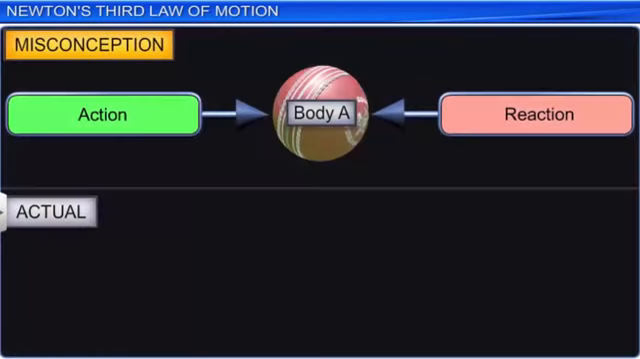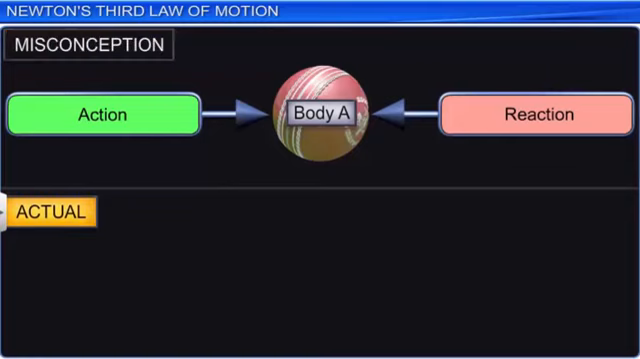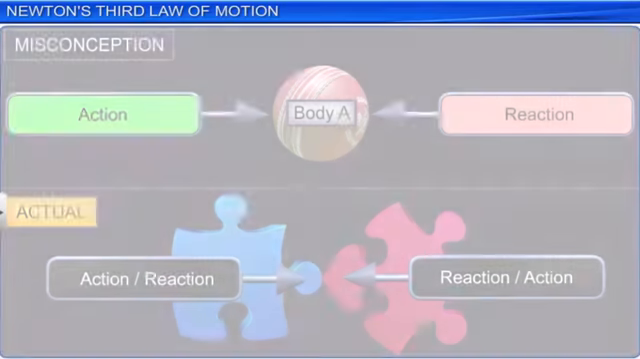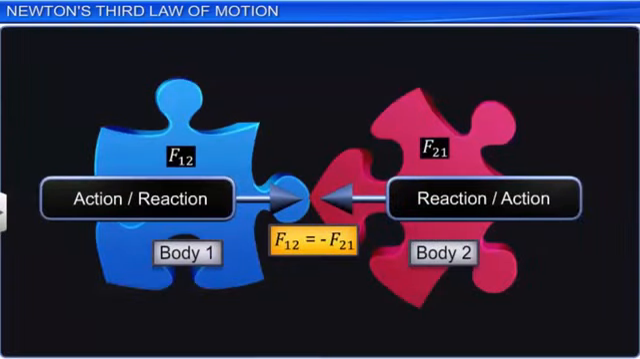Action and reaction occur on the same body. Actually, action and reaction forces act on different bodies. Mathematically, Newton's third law of motion can be written as shown. Here, F12 is the force applied by body 1 on body 2, and F21 is the force applied by body 2 on body 1. The minus sign indicates the opposite direction.